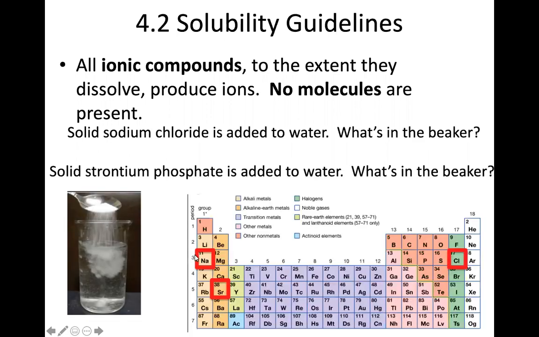Now, strontium phosphate, I show where strontium is on the periodic table. So take a second, think for yourself. What do you think's in the beaker when we add sodium chloride to water? What's in the beaker when we dissolve the strontium phosphate in water?